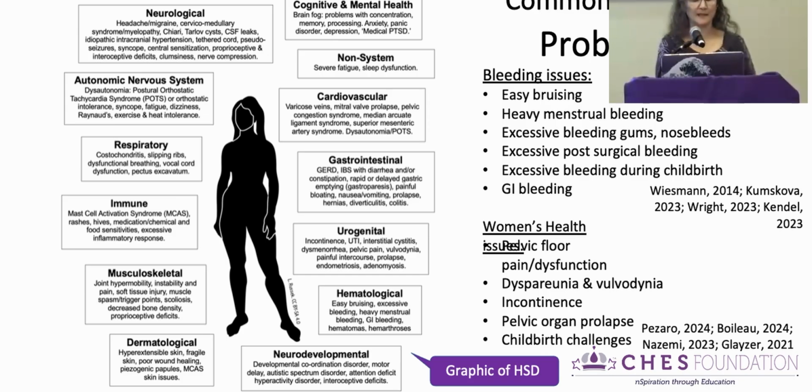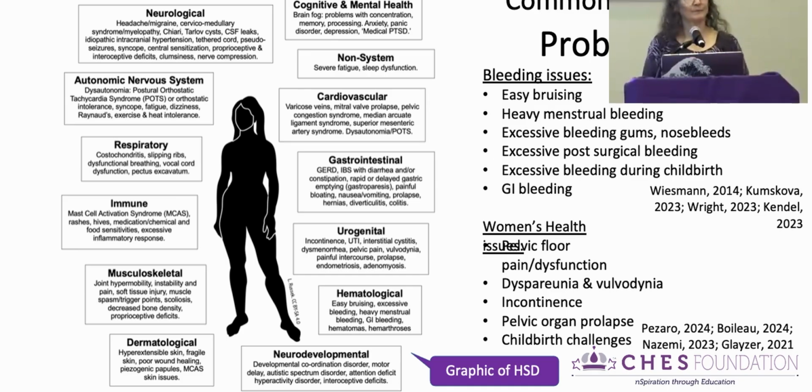In terms of bleeding issues, easy bruising, heavy menstrual bleeding, excessive bleeding of the gums and nosebleeds, excessive surgical bleeding, excessive bleeding during childbirth, and GI bleeding. Sounds like what we've been talking about all day, right? So hypermobility is associated with all of those. And then, because this is a women's conference, I also added women's health issues, not specifically bleeding disorders, but women's health, so pelvic floor pain or dysfunction, dyspareunia, which is painful intercourse, and vulvodynia, so vaginal pain, incontinence, pelvic organ prolapse, and issues related to childbirth.